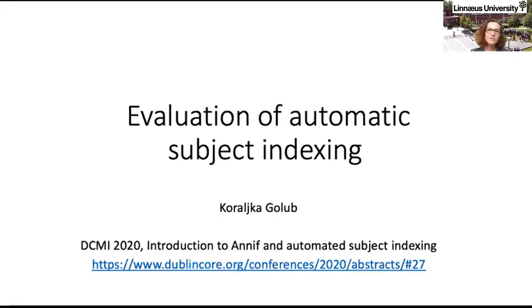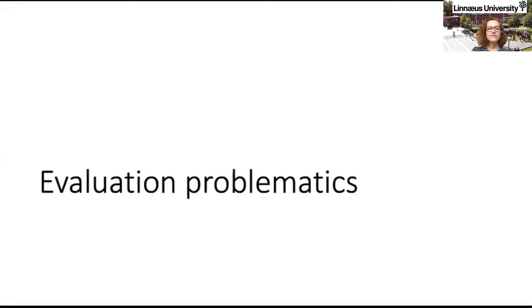Okay, well, thank you, Asma, for this wonderful presentation. We are often faced in automatic subject indexing with evaluation. It's quite complex. Some state that it's possible to entirely replace manual indexing, as results range from 50 or 60% accuracy to 90% accuracy, depending on context. However, how do we really know how good automated solutions are when we have so much context related to that? So I'll talk briefly about evaluation problematics.